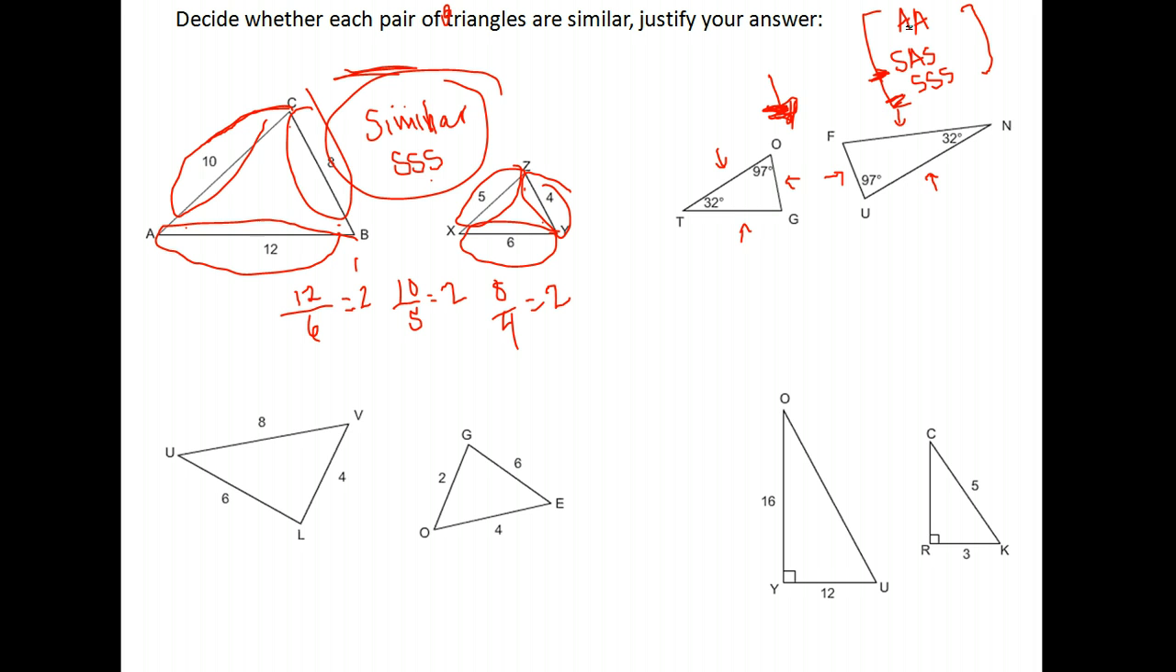So if these are going to be similar, it has to be by angle, angle. And angle, angle is when we have two pair of congruent angles. Well, notice here I have a 32-degree angle and a 32-degree angle. That's one pair. And I have a 97 and a 97. That's a second pair. So yes, these are similar by angle, angle.